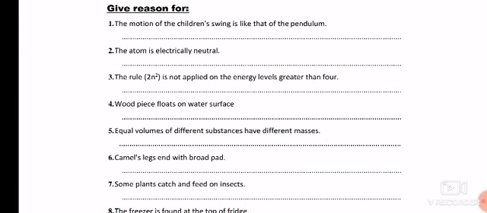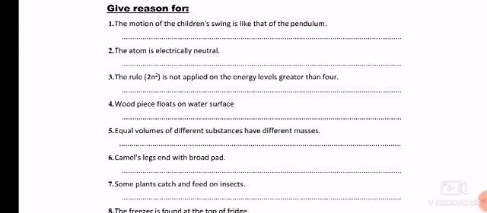Number 2. The atom is electrically neutral because the number of positive protons equals the number of negative electrons. Number 3. The rule 2n squared is not applied on energy levels greater than 4 because when the electron is found in the fifth energy level, it becomes unstable.